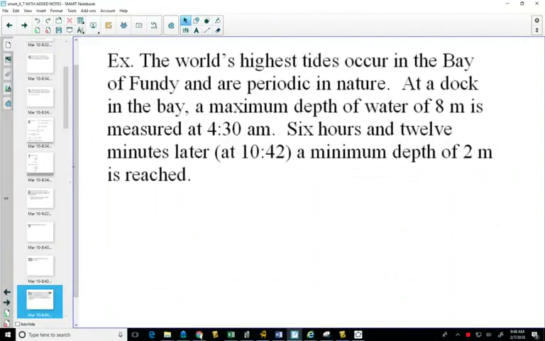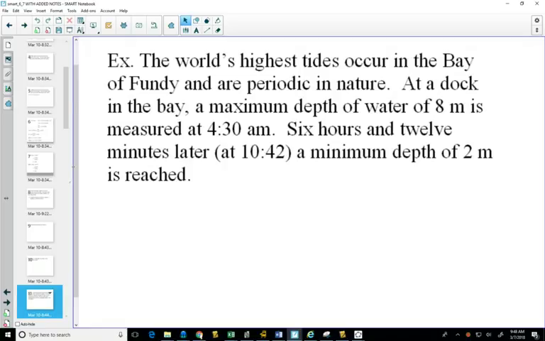Tides are another example of things that are cyclical in nature. The tides go in, the tides go out. And anything that's cyclical in nature, what you can do is you can take data from that, you can graph it, and it will make a sine or a cosine graph.